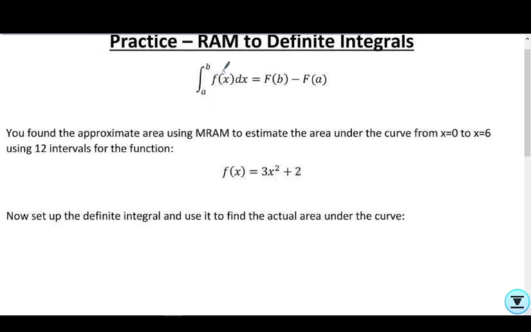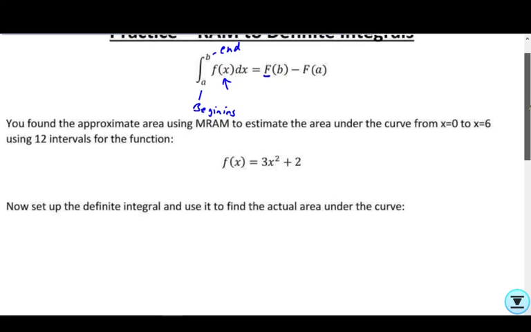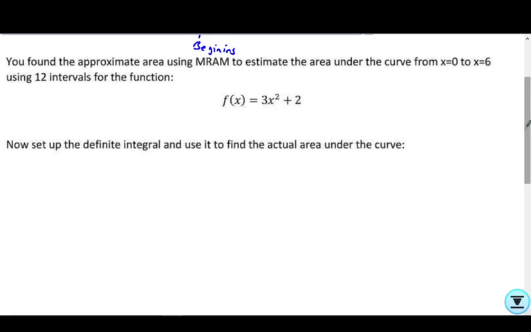Okay? This is saying if I'm looking from the area where it starts at a, so the beginning, this is where it ends, that's the area I'm looking for under that function, I can use the antiderivative. So capital F is the antiderivative of f. Okay? So I'm going to use that equation. So we used MRAM to find the area under the curve from 0 to 6 using 12 intervals. Now I'm going to use the definite integral.